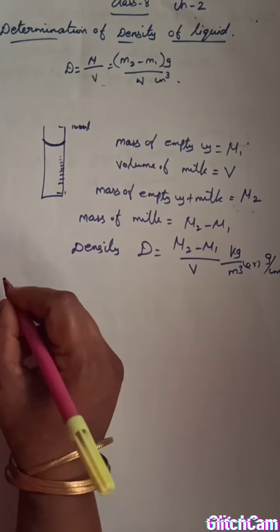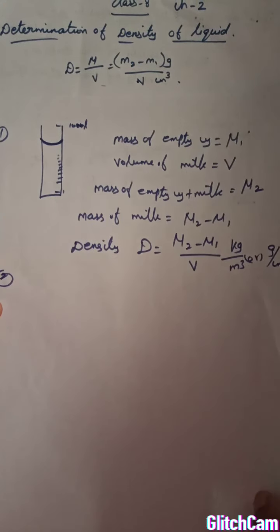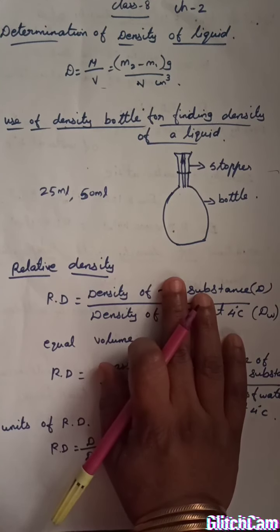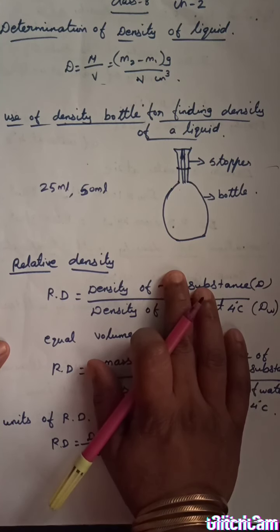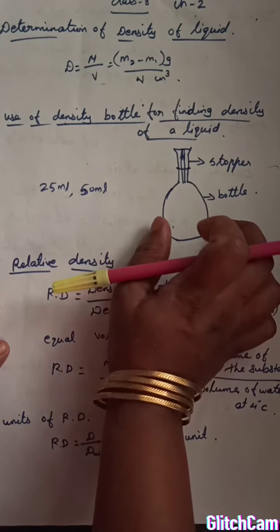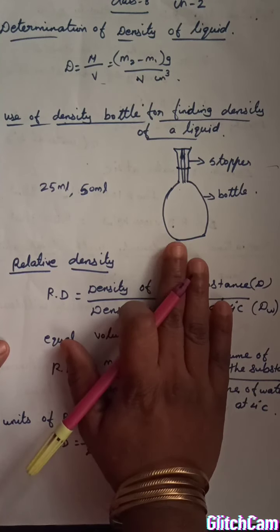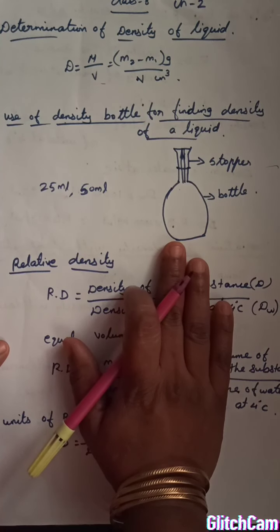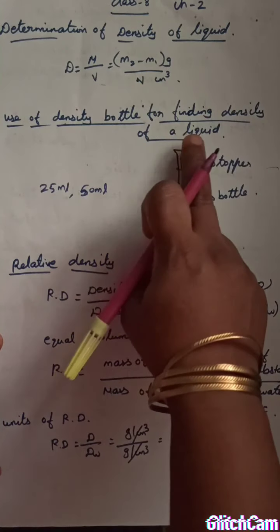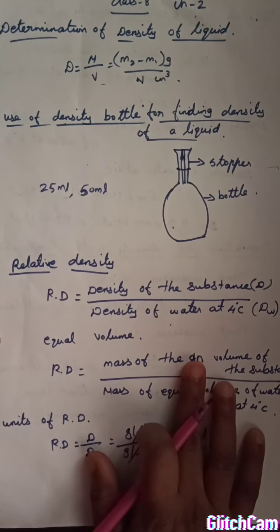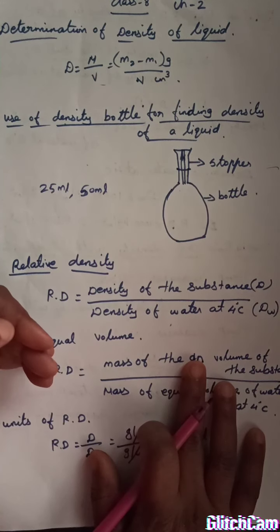Second way, this is the first type. Second type, using a density bottle. This is the density bottle. Using this density bottle we are finding the density of a liquid. This is the shape of the density bottle. This is a specially designed glass bottle. It is called a density bottle. This bottle is commonly used to find the density of a liquid and also the relative density of a liquid. Next we are going to find out the relative density.